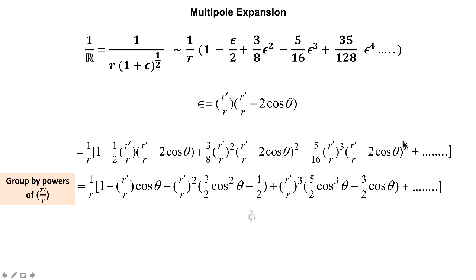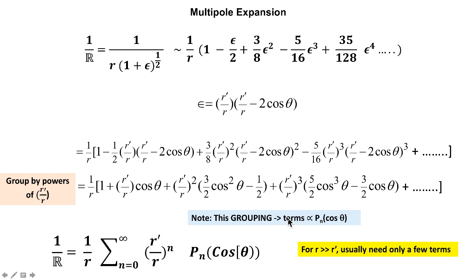And we just see that it has powers of R prime over R, which we can group. So when we do that, we have 1 over R, we still have the 1, then we have the factor of R prime over R times cosine theta, and so on, and so on. And you may see that these are very similar or equal to the Legendre polynomials. So identifying, for example, this would be P0, this would be P1, this would be P2, and so on. We can write the 1 over funny R in general as this quantity right here. For R much greater than R prime, we only need a few terms. This is exact, by the way, if we let it go to infinity.